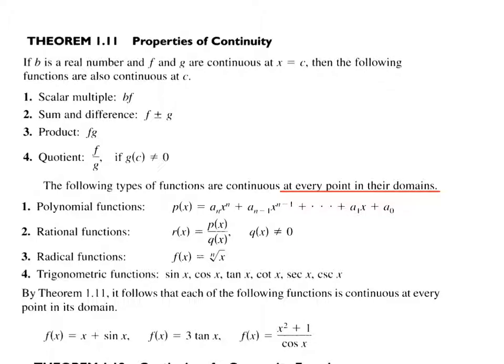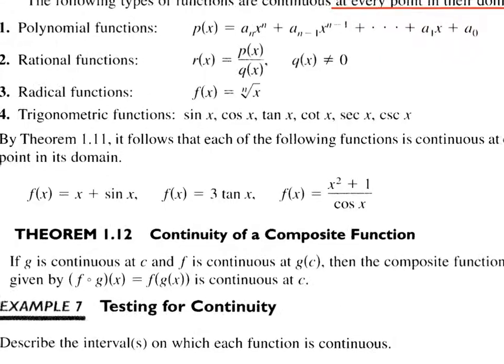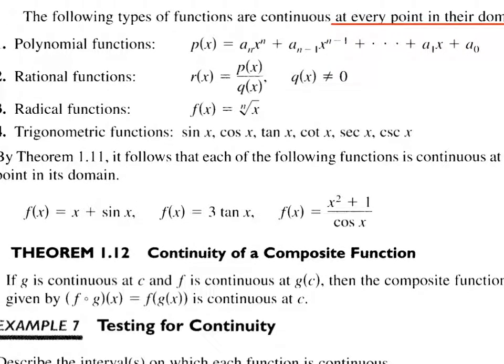So as a result, just to see the conclusion here, x and sine are both continuous, so x plus sine is continuous. 3 times tangent is going to be continuous everywhere tangent is continuous. X squared plus 1 is continuous everywhere. Cosine is continuous everywhere. So if I divide them, this is going to be continuous everywhere that cosine doesn't equal 0.